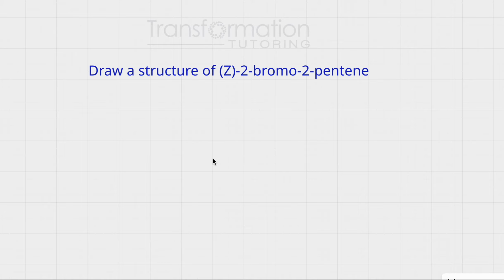Draw a structure of Z-2-bromo-2-pentene. Pent means that we have 5 carbons, so I will start by drawing a 5-carbon zigzag, like so, and I will number it 1, 2, 3, 4, and 5.